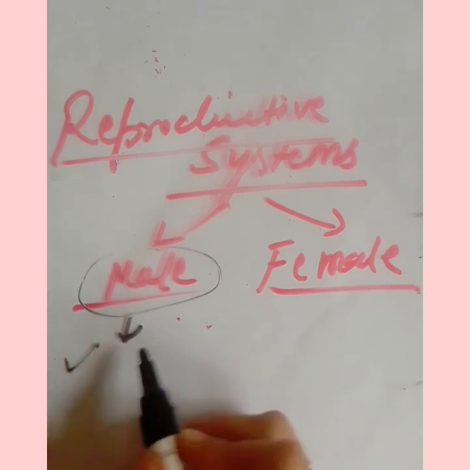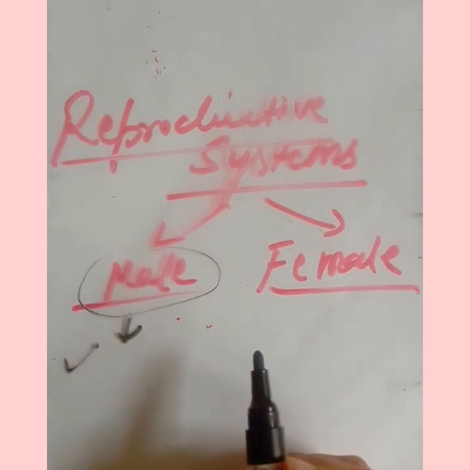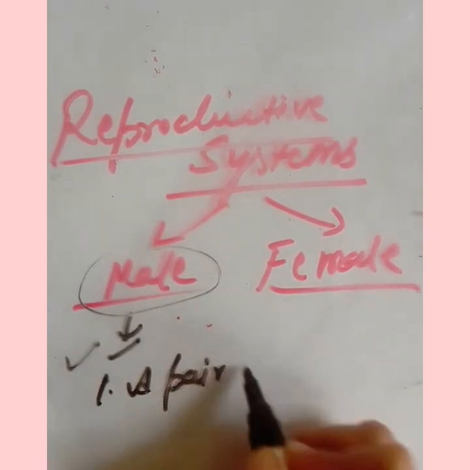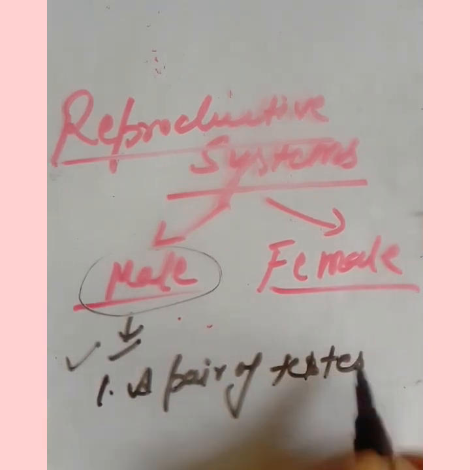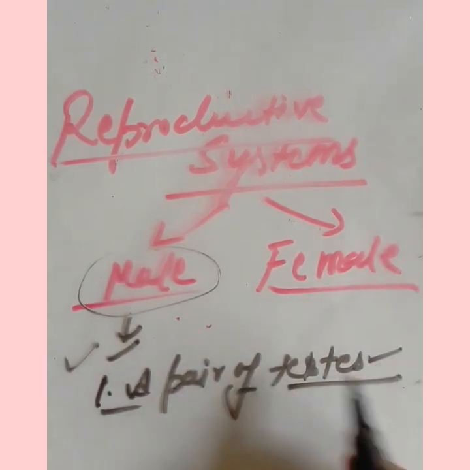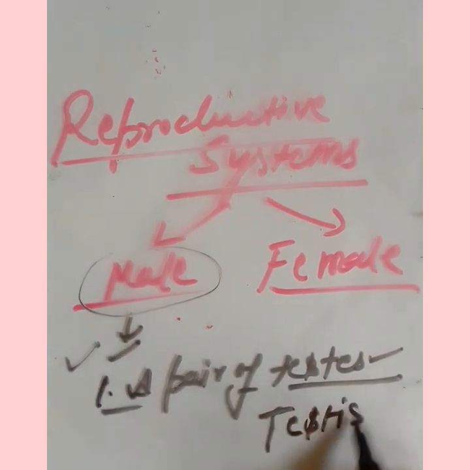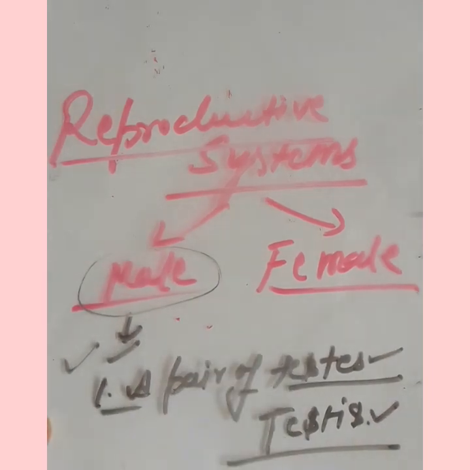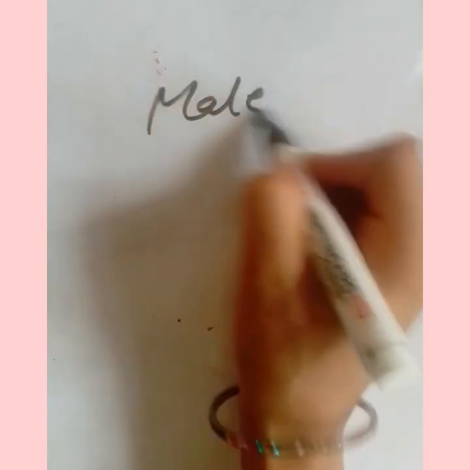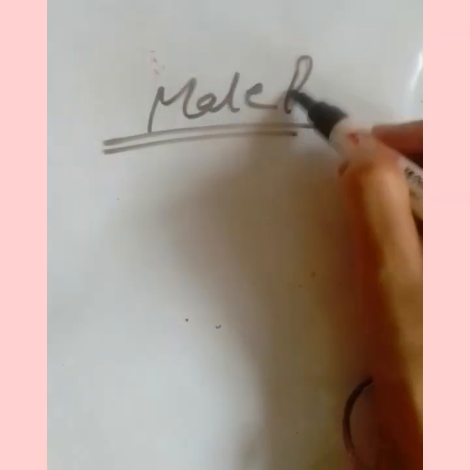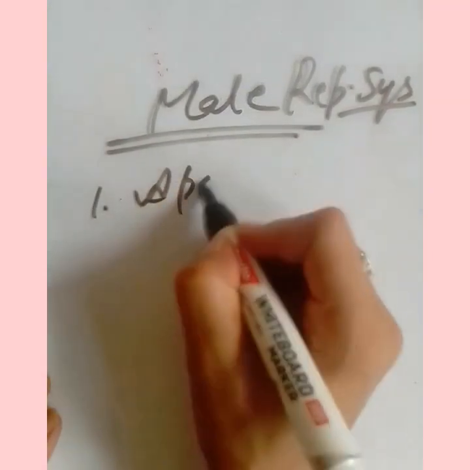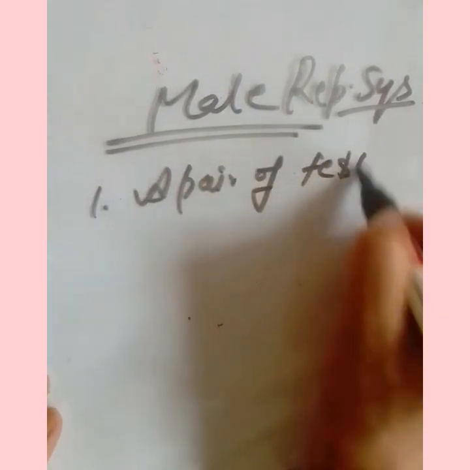The male reproductive system consists mainly of these organs. First, a pair of testes. Testes, with es, means plural; if I write it like this, it is singular. So the male reproductive system consists of, first, a pair of testes.